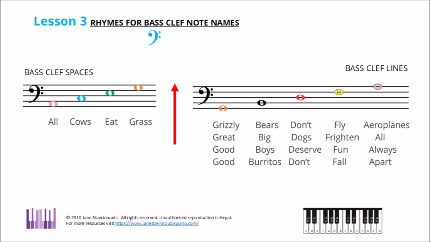There are rhymes that you can also use to help you work out what the note names are. If the note is sitting on the bass clef and in a space, there will be 4 words to that rhyme. And the rhyme will be, for example, all cows eat grass. Or you can make up your own rhyme as long as the first letter from each word tells you the name of the note. If there are 5 words in the rhyme, then it will be for the lines. For example, good burritos don't fall apart. Again, always count from the bottom up.